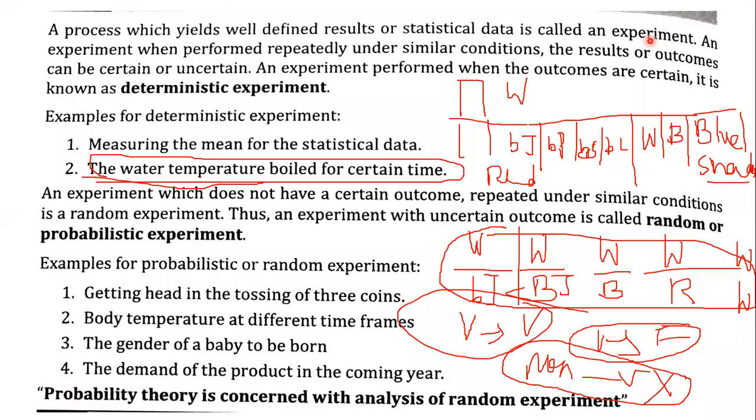Tossing a coin, head or tail, that possibility I can convert into statistical data. And that is called an experiment. It's a process which will give you a defined result, and that statistical data will be called the experiment. Now, when you repeatedly perform an experiment, you will get different outcomes.